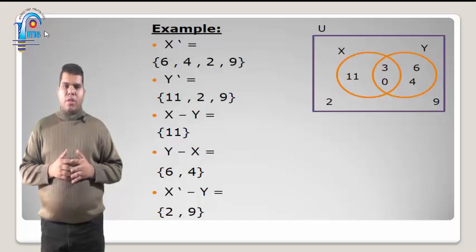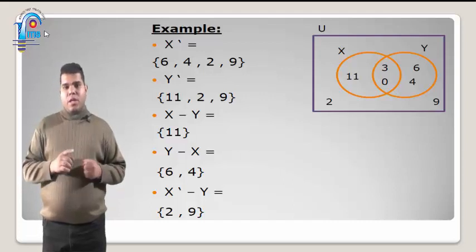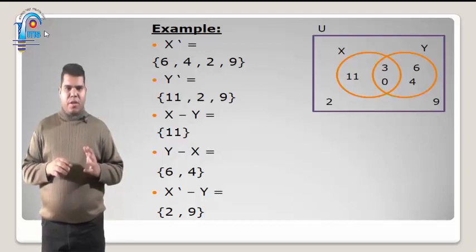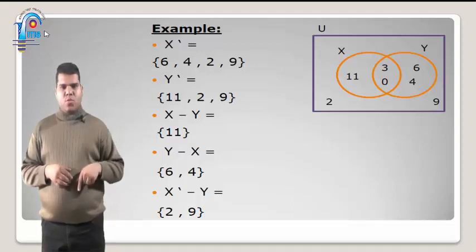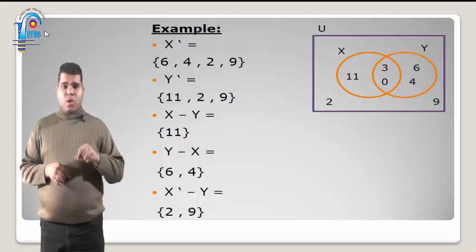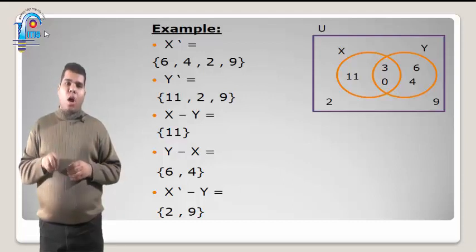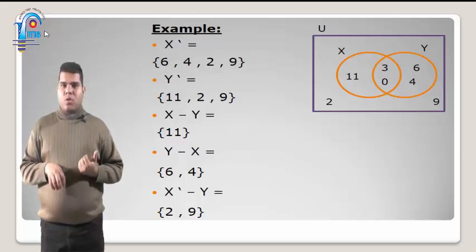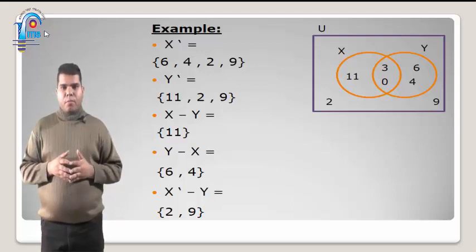Next one is y difference x, which differs. Y difference x is 6 and 4. Why is this different? The first one was 11 and this one is 6 and 4 only. Here we say what exists in y only and does not exist in x. So we can see it's only 6 and 4.